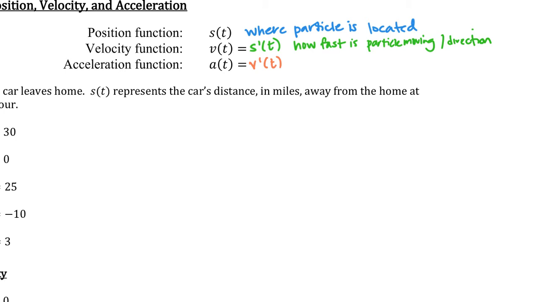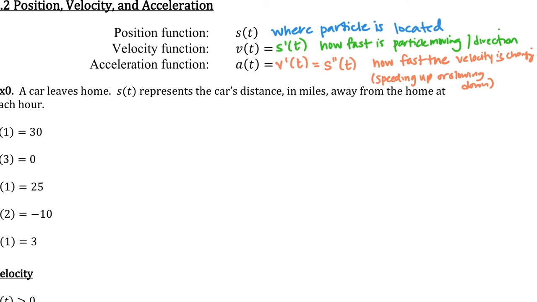Since this is the derivative of v of t, and since v of t is the derivative of s of t, this is also s double prime of t. Okay, and this is measuring how fast the velocity is changing. Really you're thinking, am I speeding up or slowing down? Okay, if the acceleration is negative, you're slowing down. If it's positive, you're speeding up.